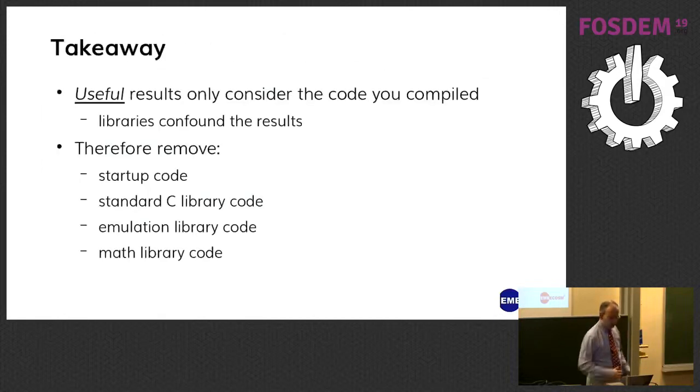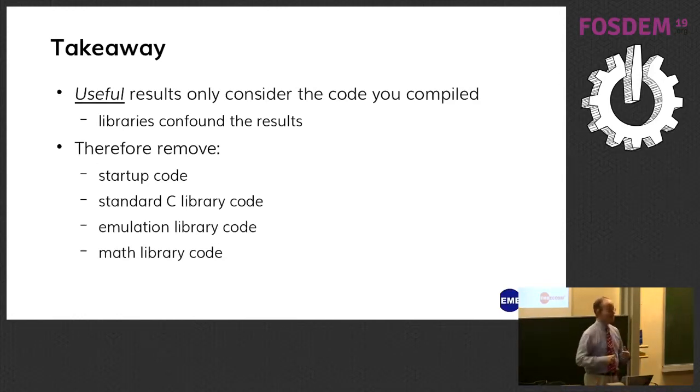So the takeaway is useful results for compiler writers: you need to only consider the code you compiled. Okay, libraries and startup code confound the results. So remove your startup code, remove your C library code, remove your emulation library code, and remove your math library code. That's easy actually in this case because I'm only looking at code size. You have to actually try and remove the same factors when you're doing execution speed, and that's a talk for next year because actually it still has to work. But code size is what we were looking at.